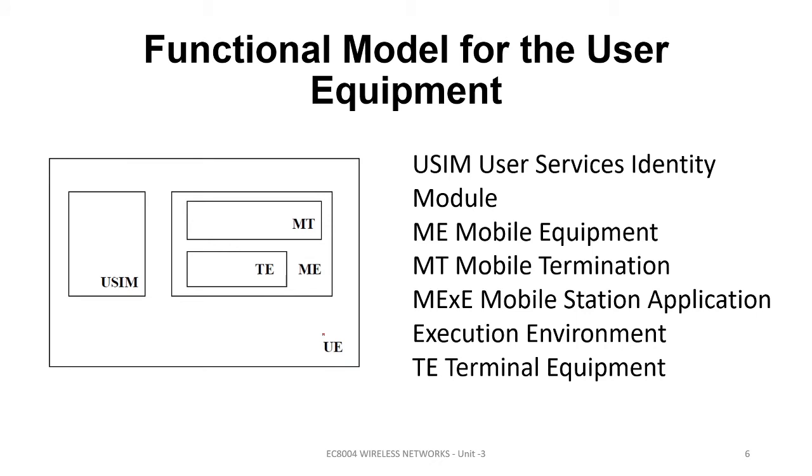See this one. Totally your user equipment is there, and your user service identity, that is nothing but my SIM card. Then mobile equipment. This is my mobile equipment. In that one, I'm going to have mobile termination as well as my terminal equipment. All these things are present. The functional model of the user equipment means totally my user equipment comprises all these things.